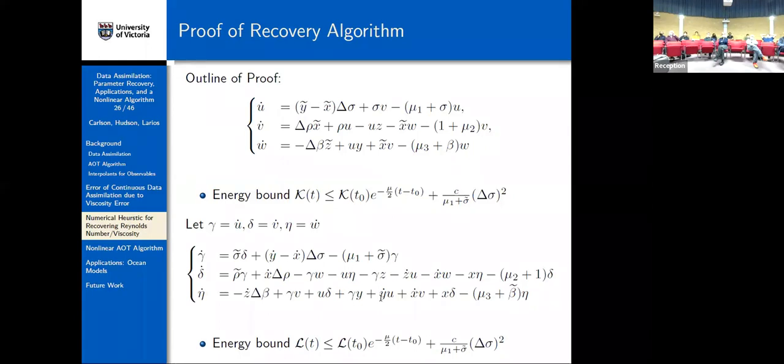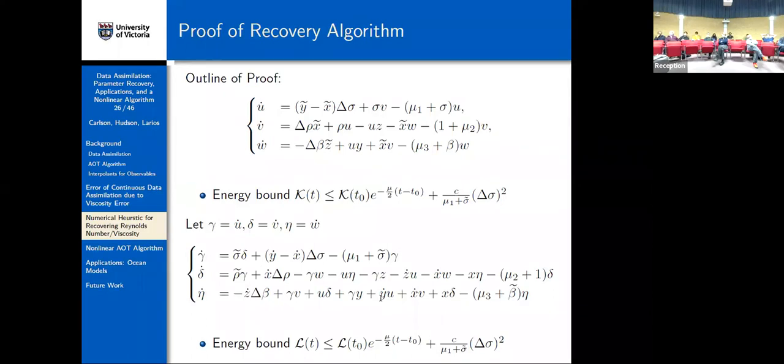So we have to look at not only the original system and bound its energy, we also have to look at the time derivative system and bound its energy. And it turns out that you can just use pages of energy estimates to show that you'll get exponential decay plus, again, this delta sigma squared argument. Now, the cool thing is we can run this whole thing again with delta sigma, delta rho, and delta beta all at the same time, and everything will hold.